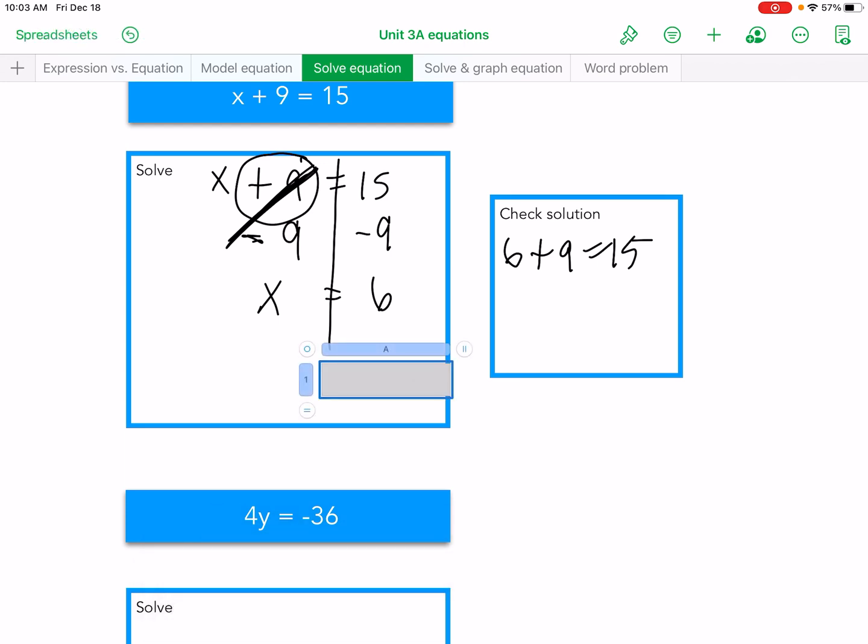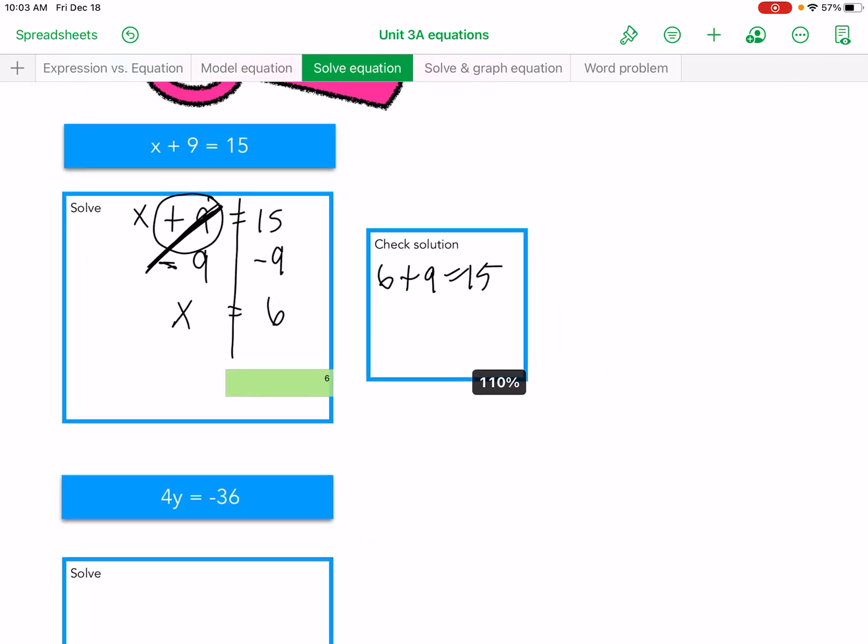Now if you will touch the gray rectangle, it will populate for you to be able to type in your answer. You're not going to be able to write it in. I'm going to type in my answer, which is 6. So I type in 6. It will turn green. That means you have the correct answer.